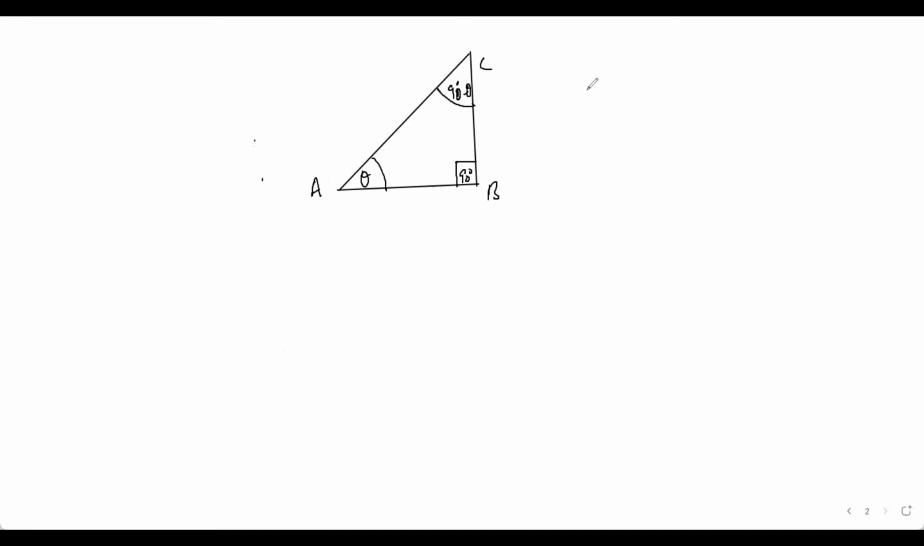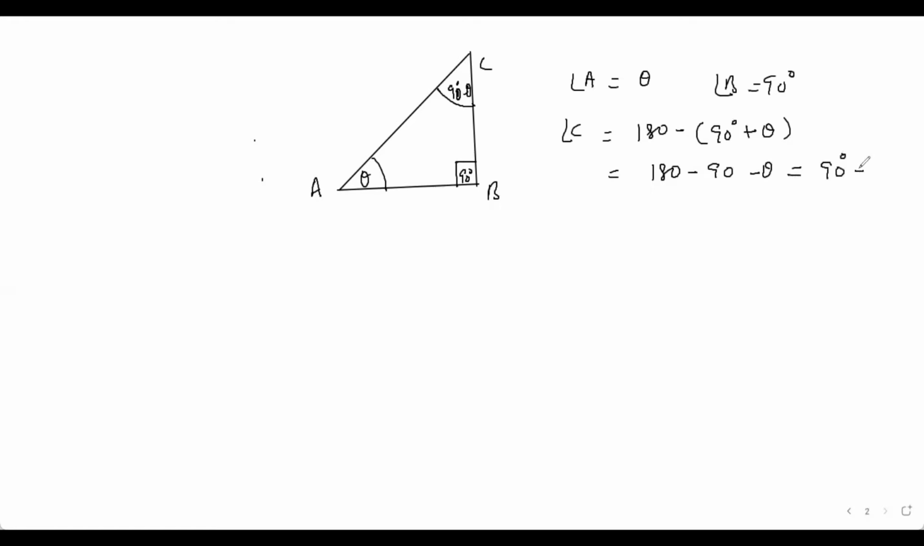Can you guess how? If angle A is theta, angle B is 90 degrees, then angle C will be equal to 180 degrees minus (90 degrees plus theta). That is equal to 180 degrees minus 90 minus theta. It means 90 degrees minus theta. So this angle is 90 degrees minus theta.